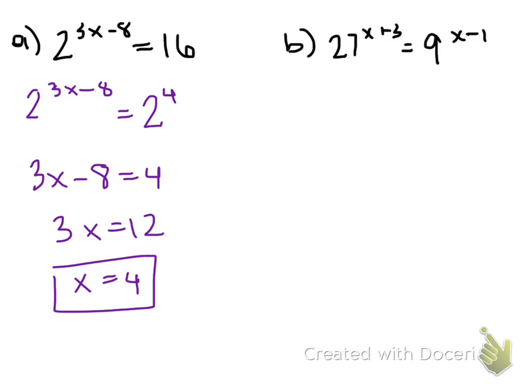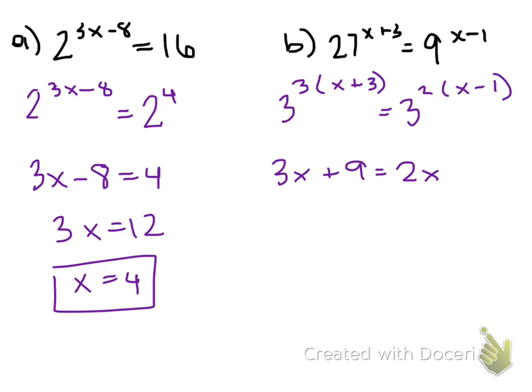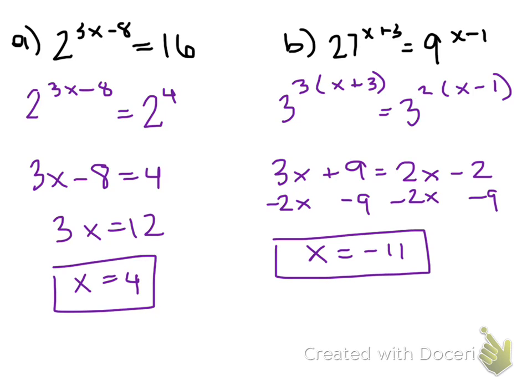For letter B, we're going to have to change both sides to be a base of 3. So 27 becomes 3 to the 3rd. And notice I'm going to put the quantity of x plus 3 in parentheses. Same thing on the right side, I'll have 3 squared with this x minus 1 in parentheses. Now that I have the same base of 3, I set my exponents equal and distribute that in. So I'll have 3x plus 9 equals 2x minus 2. I'm going to subtract this 2x over, and subtract the 9 over. So I'll have x equals negative 11. Alright, so go ahead and try that practice problem.